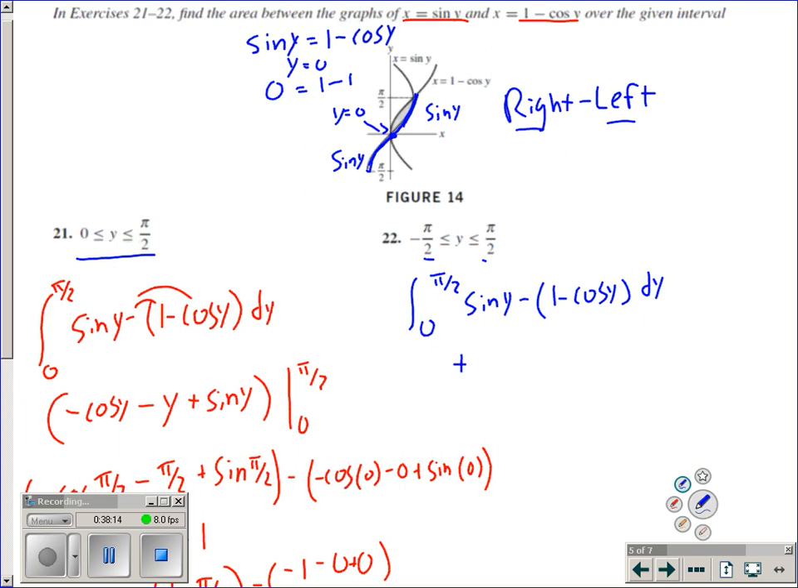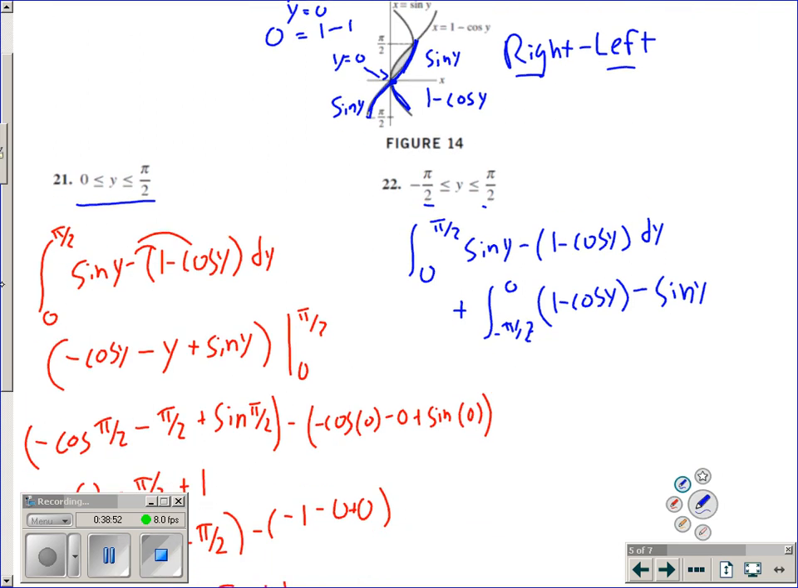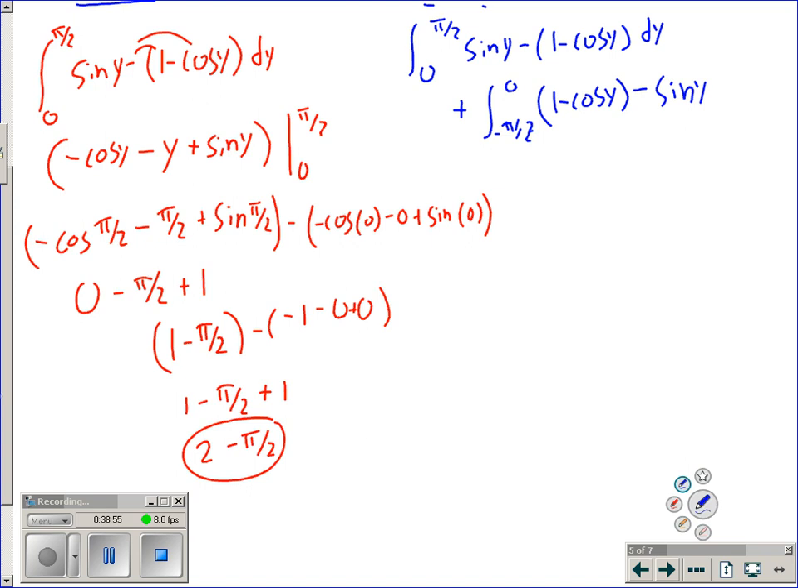But then, as I go from negative pi over 2 to 0, I have a different set of right and left functions. So between these values, my right function is 1 minus cosine of y, and then minus my left function now, which is sine of y. So we had to split it up because there's a change in the right versus the left function, and this is how it looks.